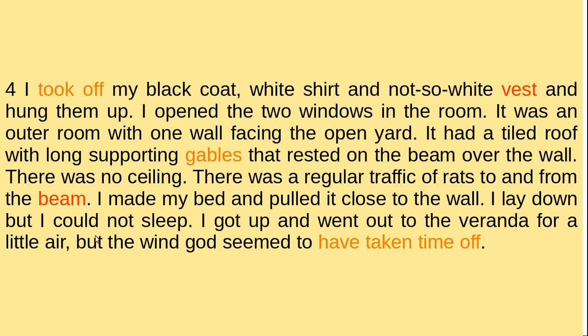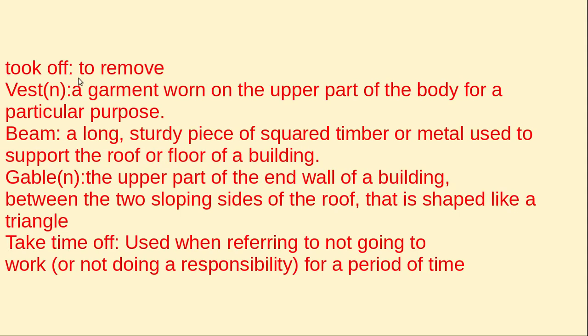Now let us move on to the next paragraph. The words first. Took off means to remove. Vest means a garment worn on the upper part of the body for a particular purpose. Here it means, we recite in Malayalam, banyan. Beam, a long sturdy piece of square timber or metal used to support the roof or floor of a building. You know that. Gable means the upper part of the end wall of a building between the two sloping sides of the roof, and that is shaped like a triangle.